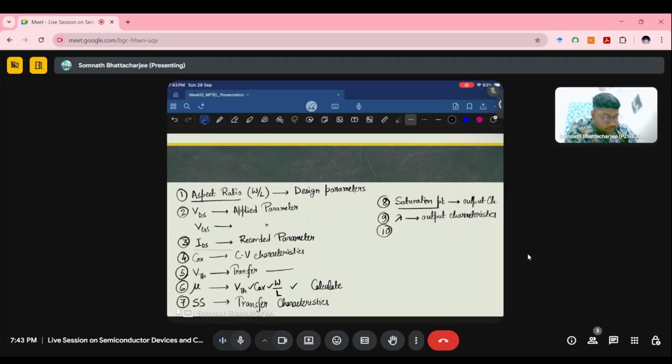Now, apart from this, if we need to get the value of C depth and C interface, to get this we need both the characteristics.